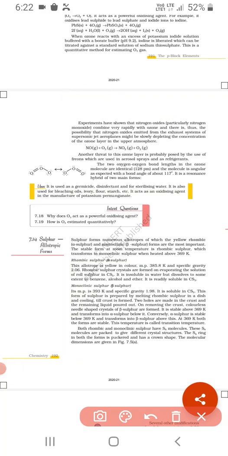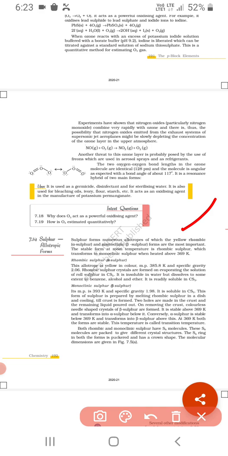Students, in this video we are going to discuss allotropic forms of sulfur. Sulfur forms numerous allotropic forms, having yellow rhombic sulfur and monoclinic sulfur form. Yellow rhombic form is also called alpha sulfur and monoclinic sulfur is called beta sulfur. Right?